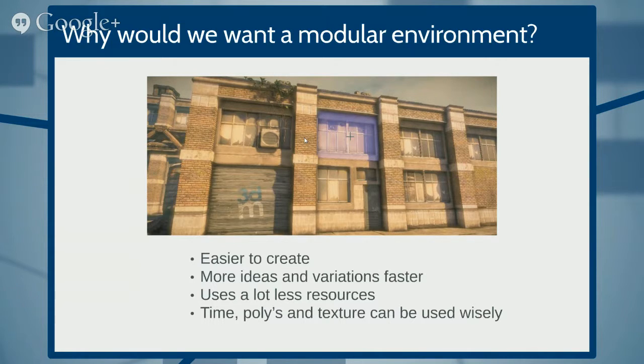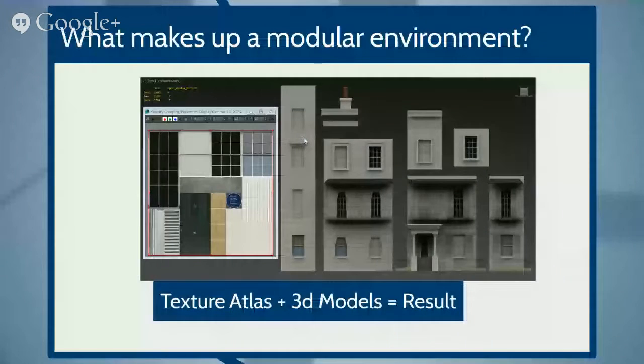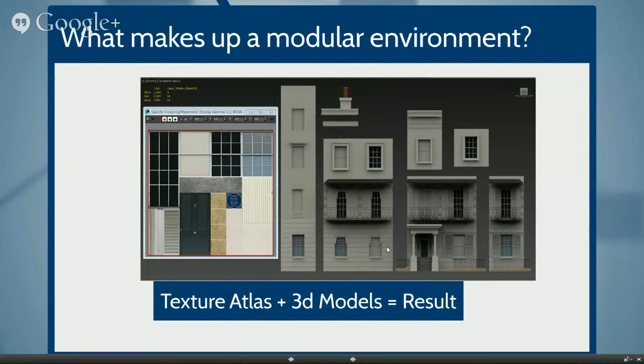Time, polys, and texture can all be used really wisely. That's fairly obvious. So what makes up a modular environment? Well, two things make up a modular environment, or at least a modular building. A texture atlas. So we can see over here on the left-hand side, this is a texture atlas, and I'm going to go into that in a little more detail in a second. And the 3D models, and over here we can see the 3D models that have been created. Put those two things together and you get a result, right?